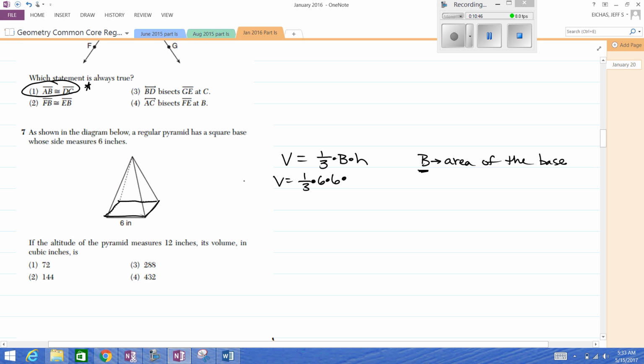And then the height is, they give us that right here, 12 inches. All right, so we multiply those together. I think we're looking at 144, if I remember right. Yes, 144. So nice straightforward problem. And there we go.